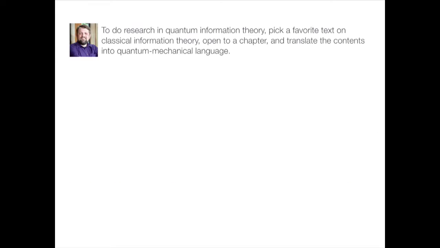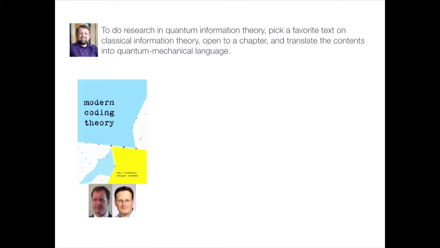Some time ago, perhaps a long time ago, I won't say how long, I heard a nice talk from Ben Schumacher about his research in quantum information theory. He was talking about what it means to do research in quantum information theory in general, and his basic comment was, well, you take your favorite text on classical information theory, open to a chapter, and translate the results or the contents into quantum mechanical language. All right, well, we can try that.